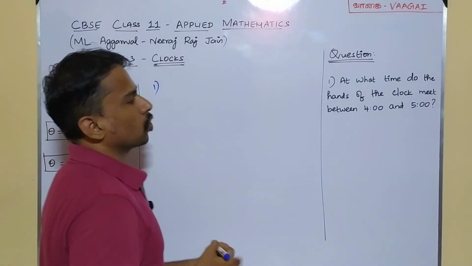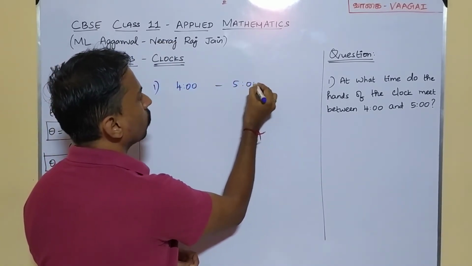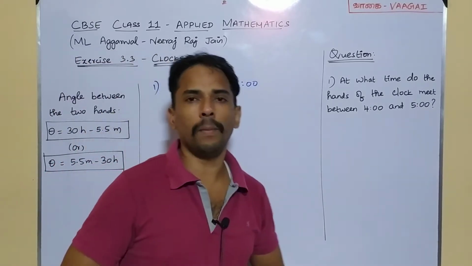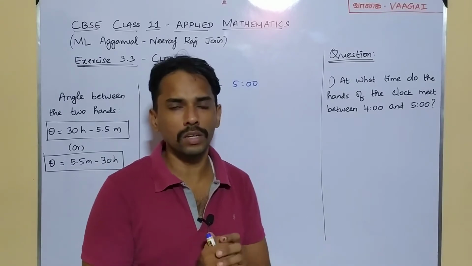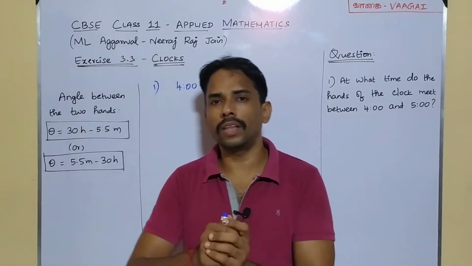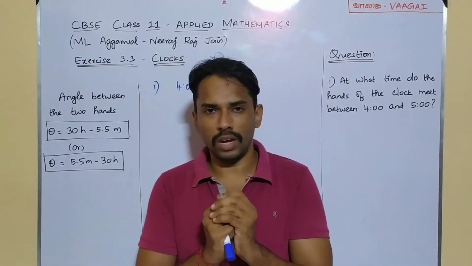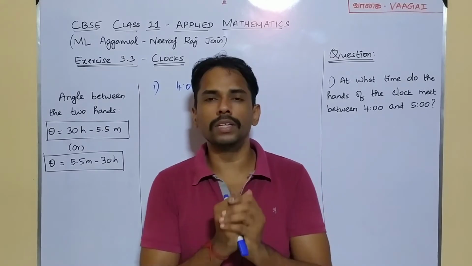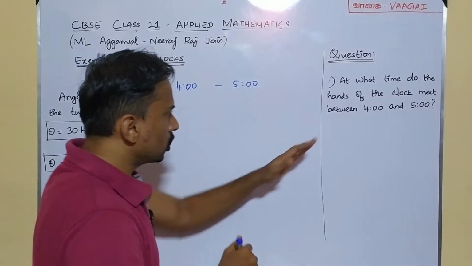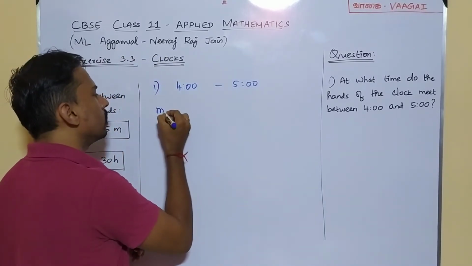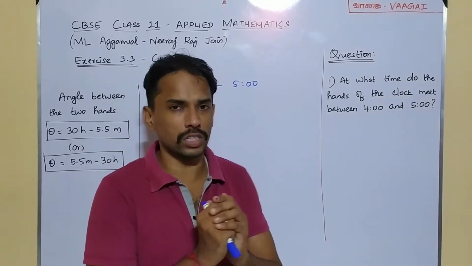So let's note it: between the times 4 o'clock and 5 o'clock, such an event definitely happens exactly once. At what time will it happen? That is our question, and again we are going to take the help of our formula to solve the problem. One thing we have to understand very clearly: this formula tells us the angle between the two hands of the clock. Just see, this situation is about the hands meeting or coinciding with each other.